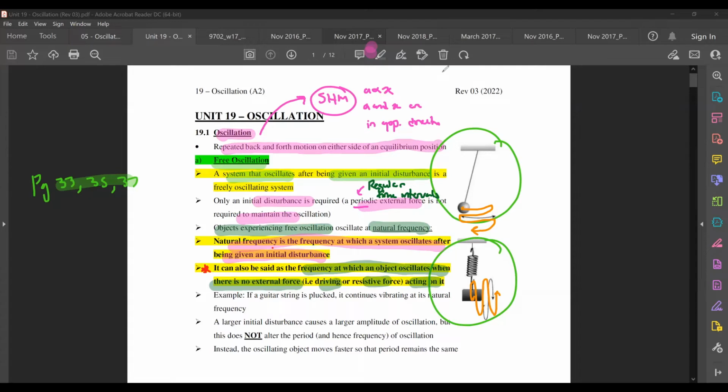Okay, so another example of a free oscillation system could be when your guitar string is plucked, it starts to vibrate by itself. So when it vibrates, it's vibrating at its own natural frequency. Okay, now one thing I should also mention to you is this. When you have a larger initial disturbance, you will cause a larger amplitude of oscillation, but it actually doesn't alter the period and hence frequency of your oscillation.